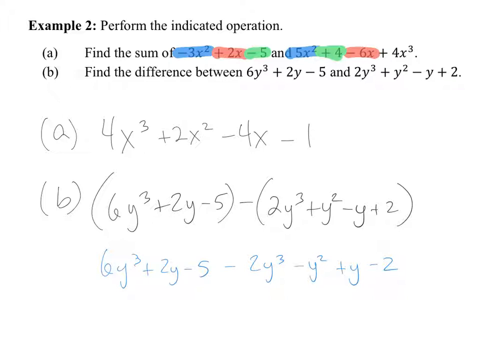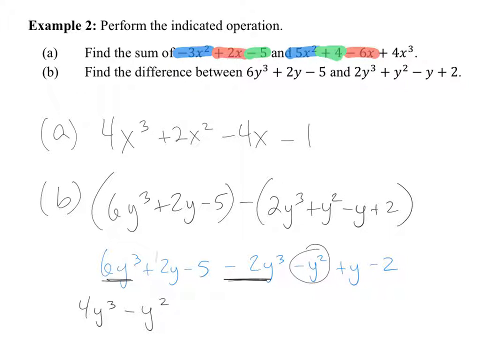So this 2y cubed is negative 2y cubed. Y squared, negative y squared. Negative y becomes a positive y, and 2 becomes a negative 2. And then you just simply combine like terms. 6y cubed minus 2y cubed is 4y cubed. After that, negative y squared is by itself, so I'm going to carry that down. There's nothing to combine with.